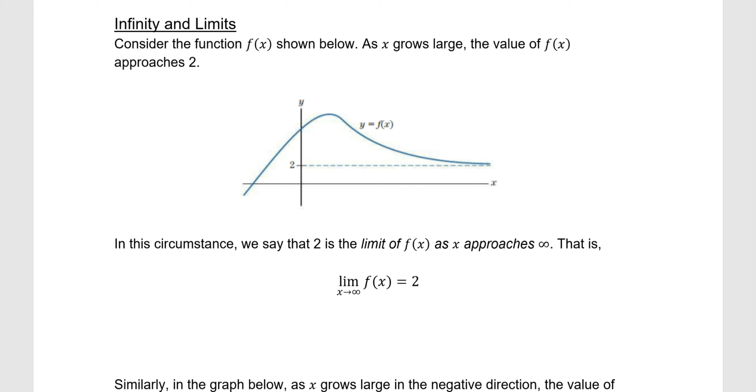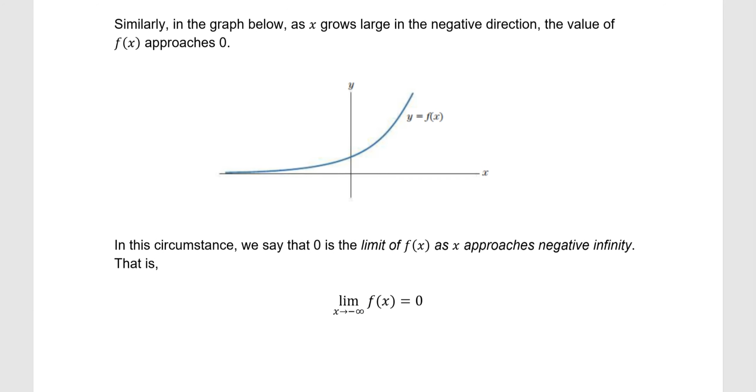The way that we would write this is the limit of f of x as x approaches infinity equals 2. It's a little bit of new notation here because x is approaching infinity instead of an actual value. And then we can have it the other way also. If we see that x is getting more and more negative, further and further to the left, it looks like the function value is approaching the x-axis, which means it would be approaching a y value of 0. So in this case, we would say the limit of f of x as x approaches negative infinity, because it's going all the way to the left, equals 0.